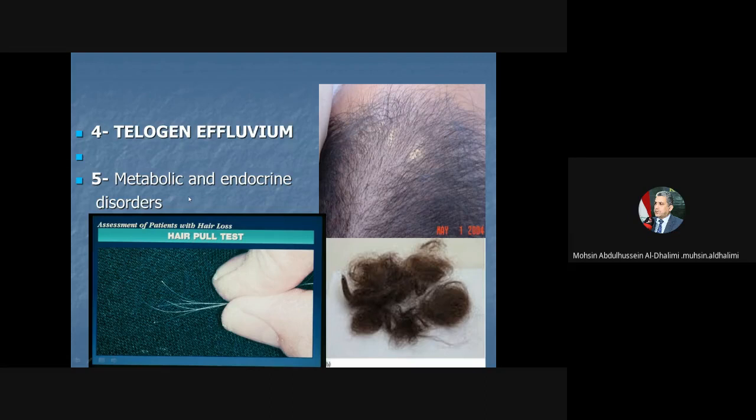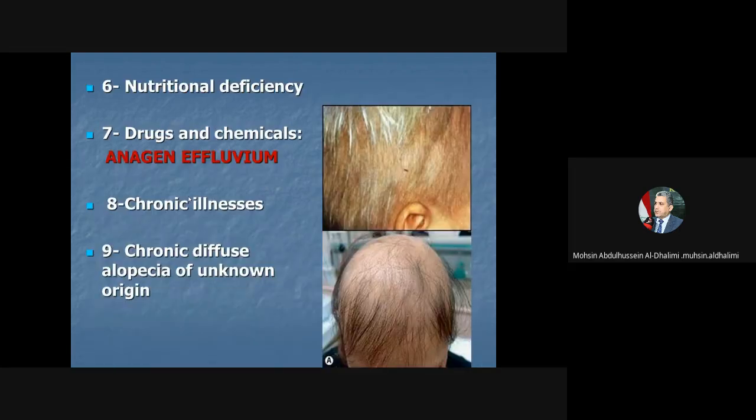Metabolic and endocrine conditions: thyroid function may be associated with hair loss and sometimes even diabetes. Nutritional deficiency: يعني various nutritional deficiencies are associated with hair loss like iron deficiency anemia, B12 deficiency, zinc deficiency, vitamin D deficiency. So the patient with diffuse hair loss needs to be checked for these deficiencies.